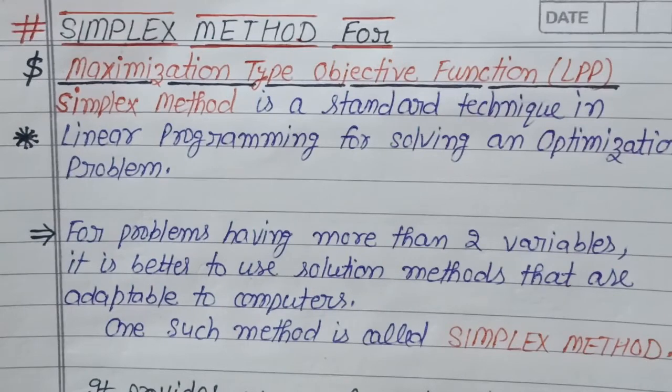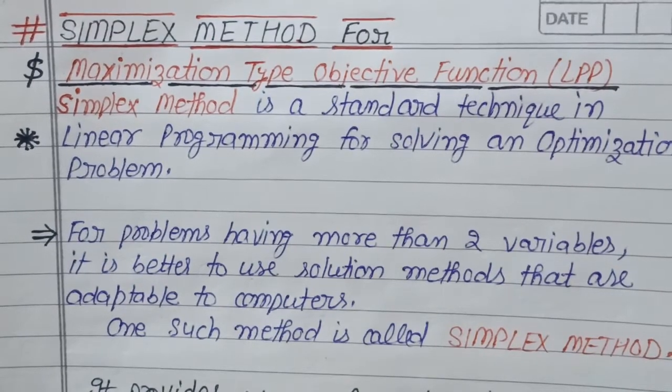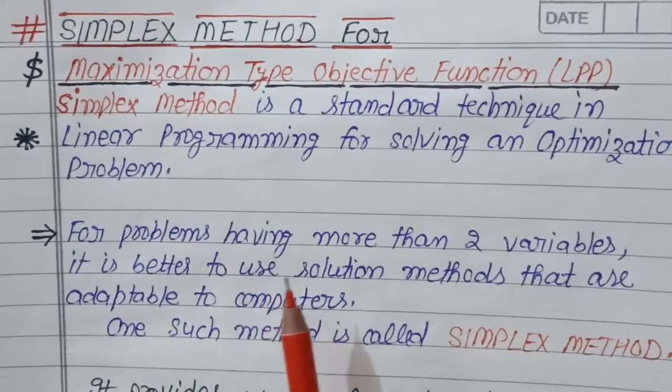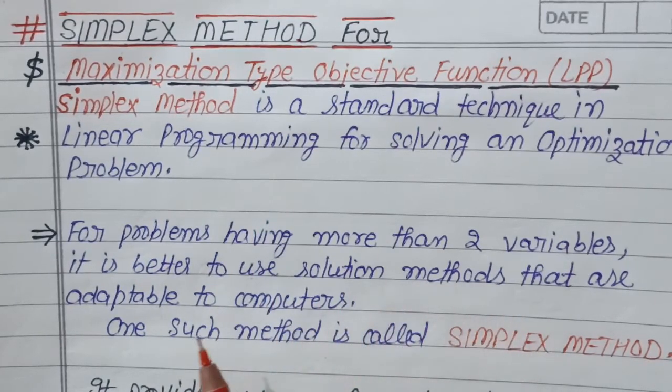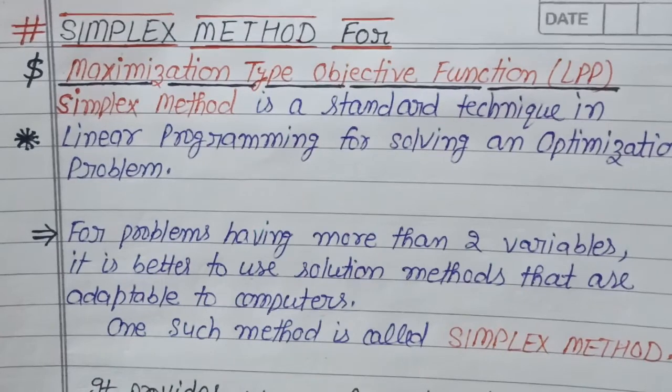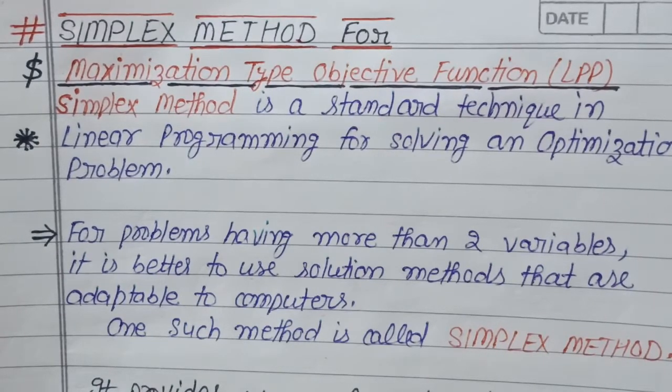Okay, so the simplex method is a standard technique in linear programming for solving an optimization problem. For problems having more than two variables it is better to use solution methods that are adaptable to computers, and one such method is the simplex method. So we can say that the simplex method has two advantages. First, it can be used for LPPs which have more than two variables. Second, it can be used on computers also, and we can solve the LPP on computers using the simplex method.